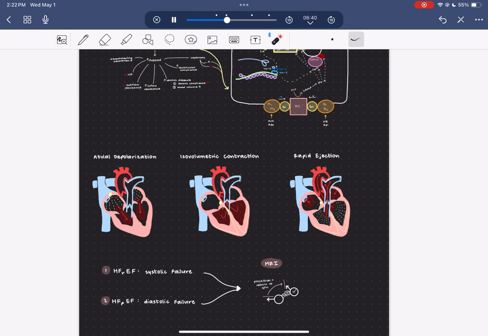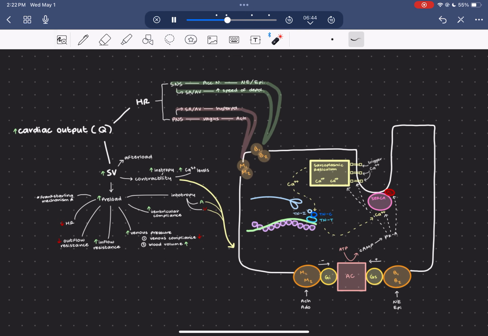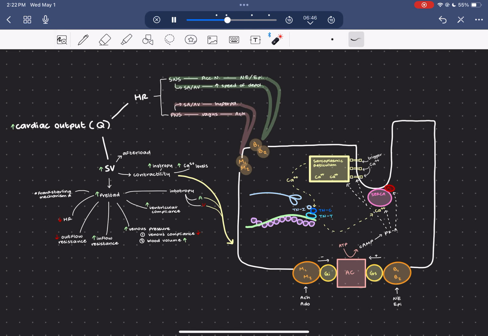So now let's take a closer look into the muscle itself when it comes to the heart, or really just any muscle, but specifically we're going to look at the heart muscle here.